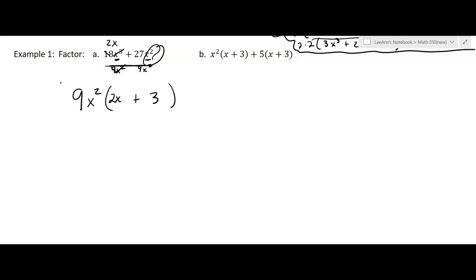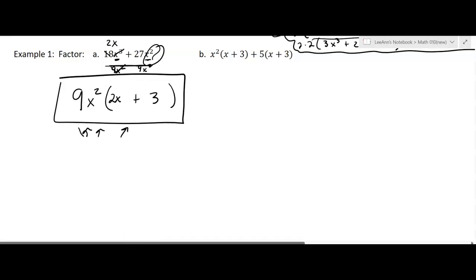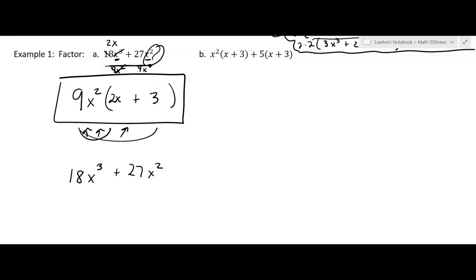Now, we can check this. This is our answer. It's multiplication because you've got 9 times x squared times 2x plus 3. So it's factored. And then I can check it by multiplying with the distributing. 9 times 2 is 18. And I get x cubed because you got x squared and then another x. And then multiply here. You have 27x squared. So, yep, it checks. All right.